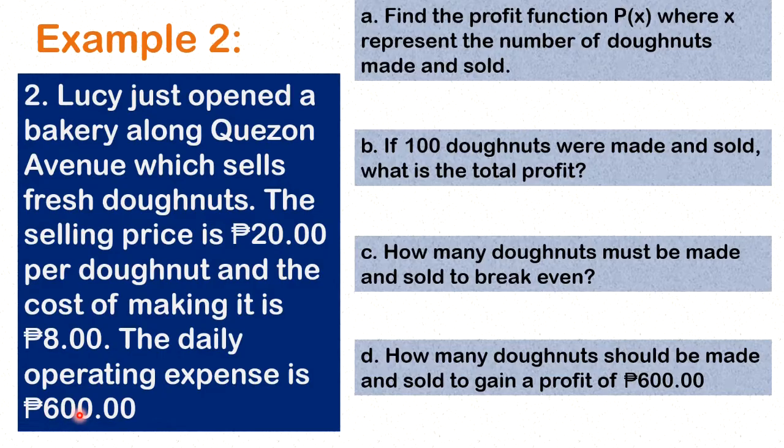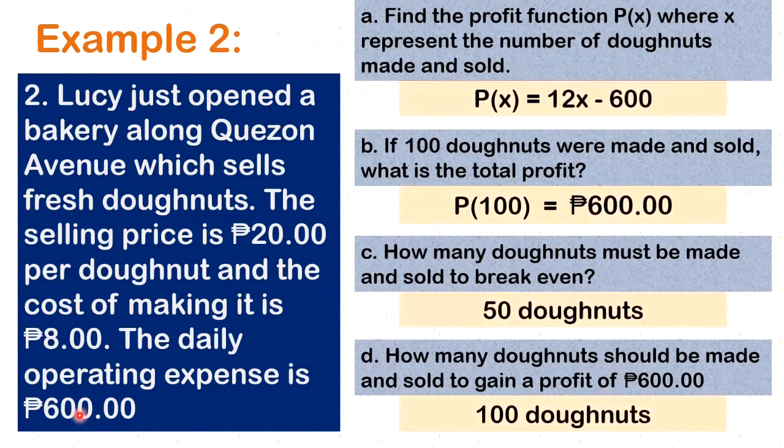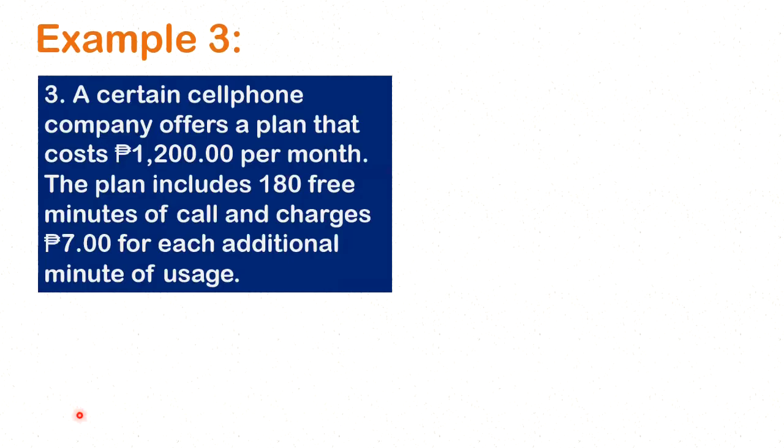So, to be able to answer all these 4 questions here, babalikan nyo lang kung paano natin ginawa yung example number 1. Okay? And make sure you will be getting the following answers. Alright? Okay. So, let's move on to example number 3. So, this time, there is a cell phone company, okay, that offers a plan, okay, 1,200 monthly, okay? And the plan includes 180 free minutes of call. So, pwede kayong tumawag ng libre, okay, as long as 180 minutes lang yon.